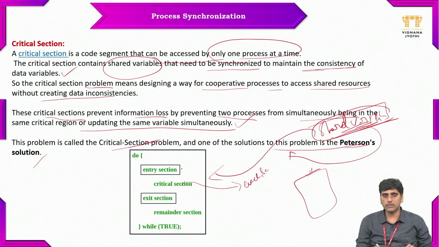Here is how the critical section occurs. The process contains an entry section, critical section, exit section, and remainder section. Only one process is allowed into the critical section. We enter through the entry section to access the particular resources in the critical section, where only one process can enter and utilize the resources, and after that it comes to the exit section. This is how process synchronization works.